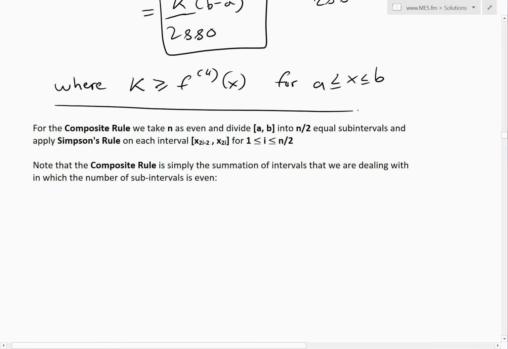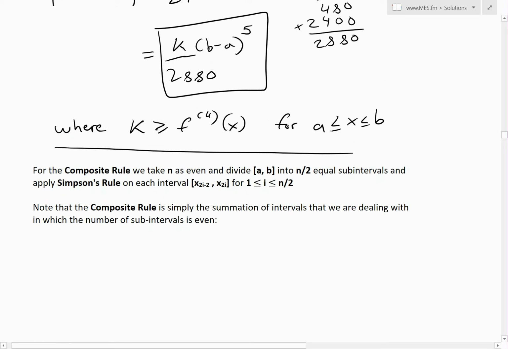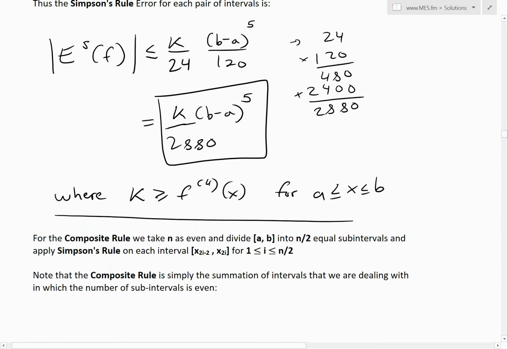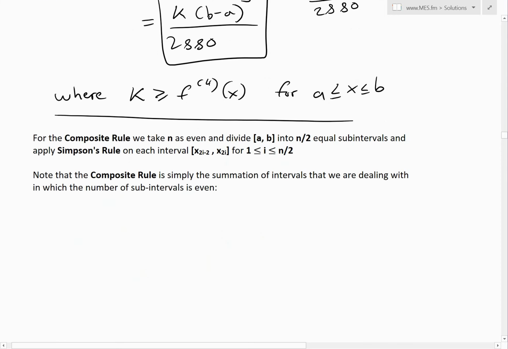And now we could finally do the composite rule, and I'll explain what that is soon. So now that we have the error for a pair of subintervals, that's the error. For the composite rule, we take n as even and divide A and B into n divided by 2 equal subintervals. The reason is that Simpson's rule is applied every 2 intervals, so we have to do n divided by 2.